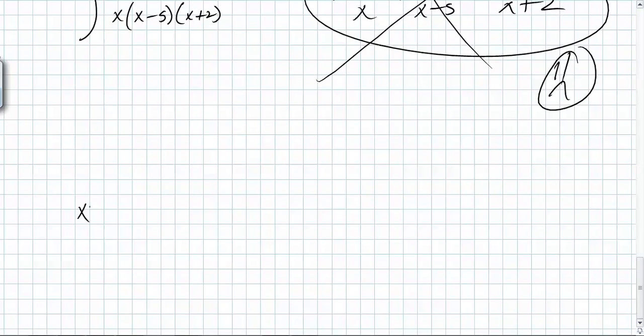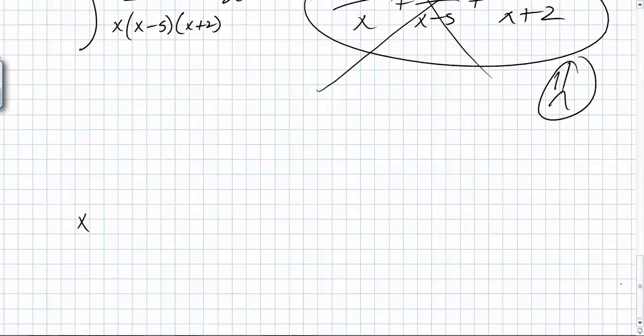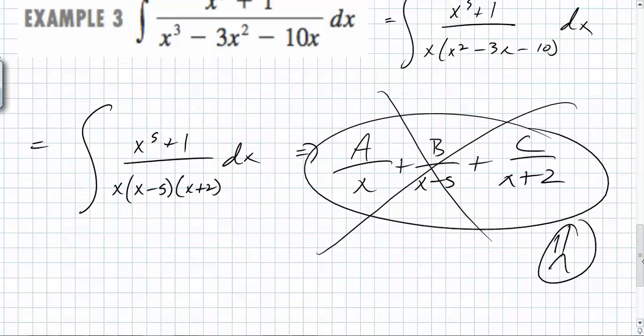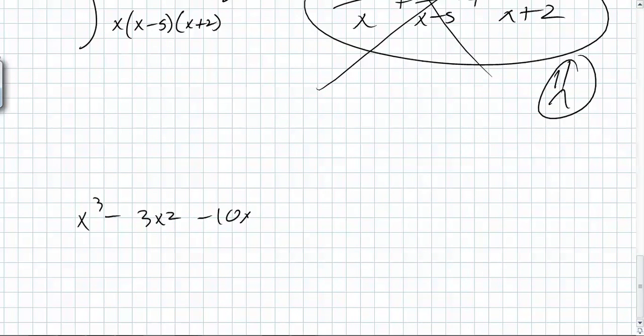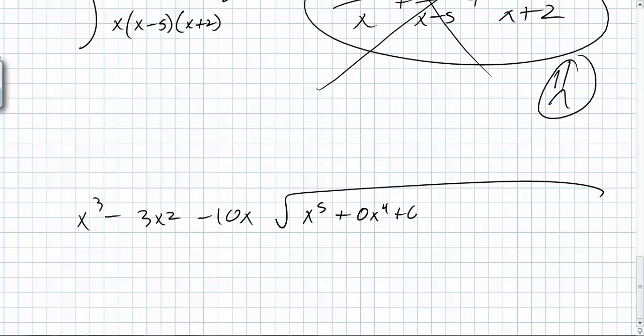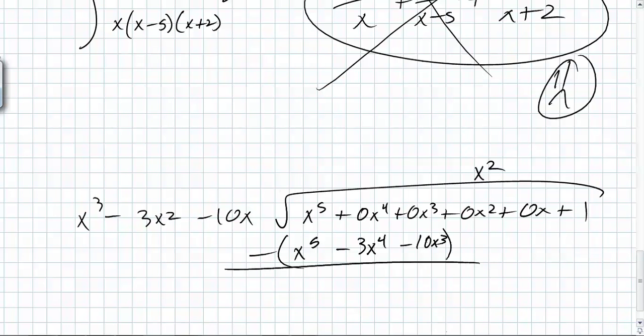So instead, what are you going to do? You're going to take x to the 3rd minus 3x squared, was it plus 10x or minus 10x, into what? x to the 5th plus 0x to the 4th plus 0x cubed plus 0x squared plus 0x plus 1. So now you have x to the 5th minus 3x to the 4th minus 10x cubed. Biggest mistake by far is forgetting that you subtract the entire thing.